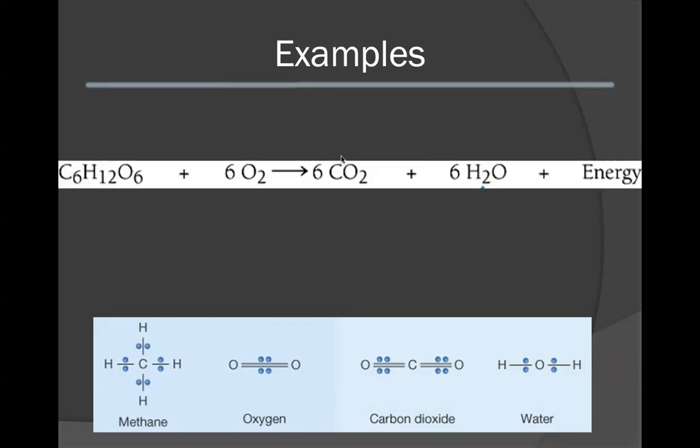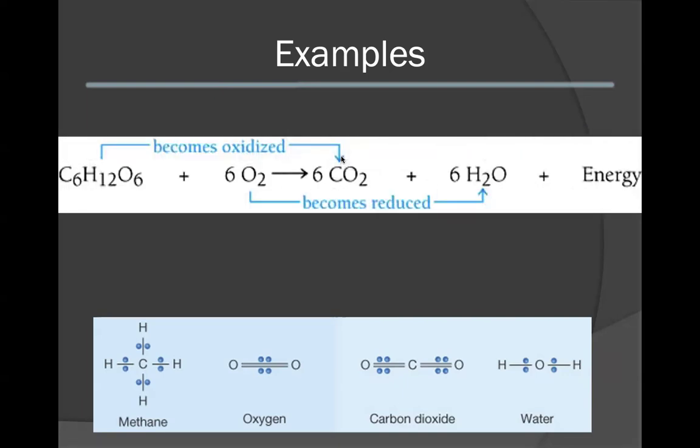Here we have our typical glucose molecule, C6H12O6. We are going to add oxygen to it, and once again, this is a combustion reaction, so we are going to form carbon dioxide, water, and also energy. In this instance, once again, the carbon in the sugar will become oxidized. It will form carbon dioxide, and those electrons will be removed from the sugar molecule. Oxygen, in this instance, will be used to form water. Once again, it will become reduced by taking in extra electrons.